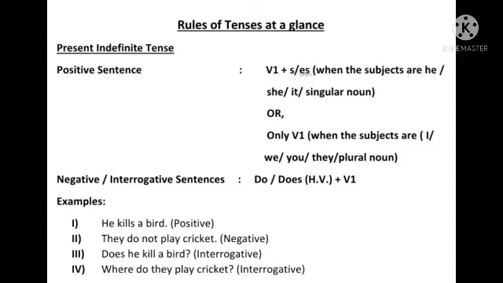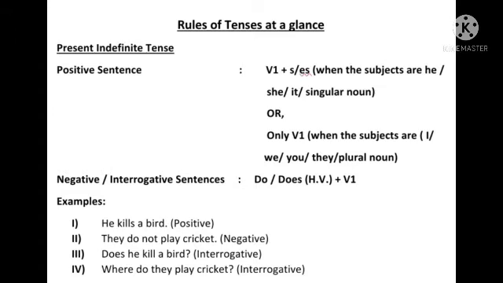Now let's see rules of tenses. First of all, present indefinite tense. If the sentence is positive and the tense is present indefinite, then in that case we have to use S or ES with first form of the main verb when the subjects are he, she, it and all the singular numbers. Or if the subjects are I, we, you, they and all the plural numbers, we have to use only first form of the main verb.